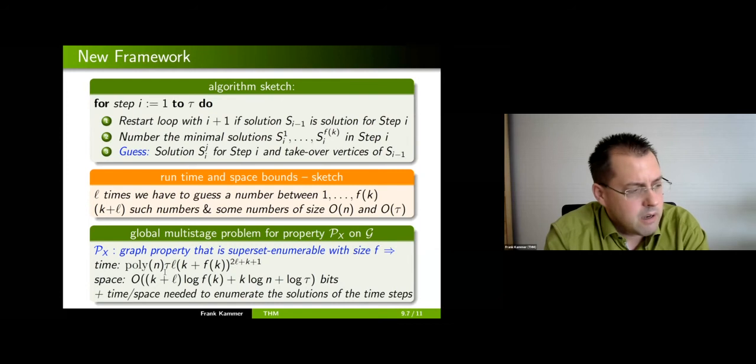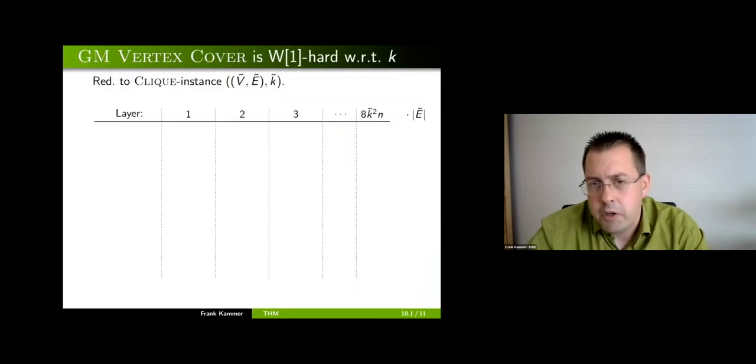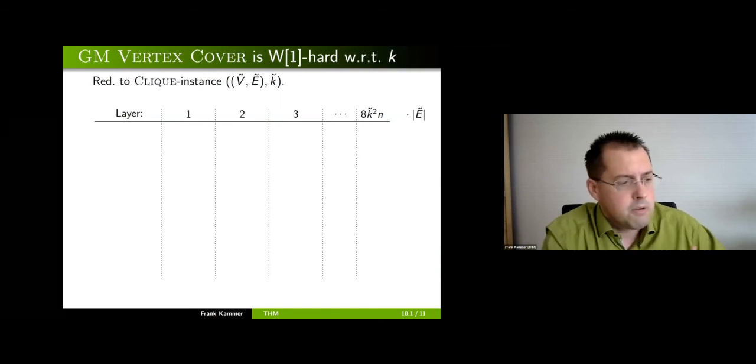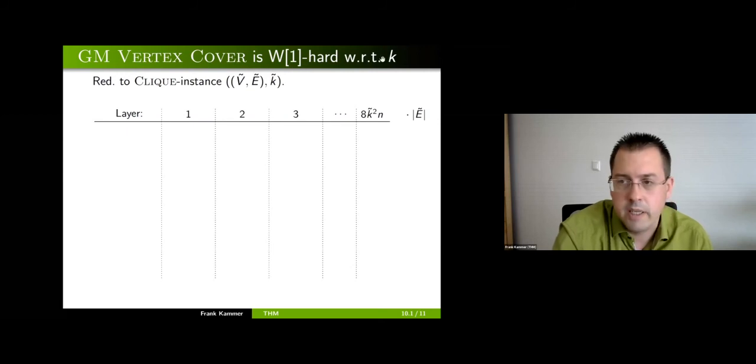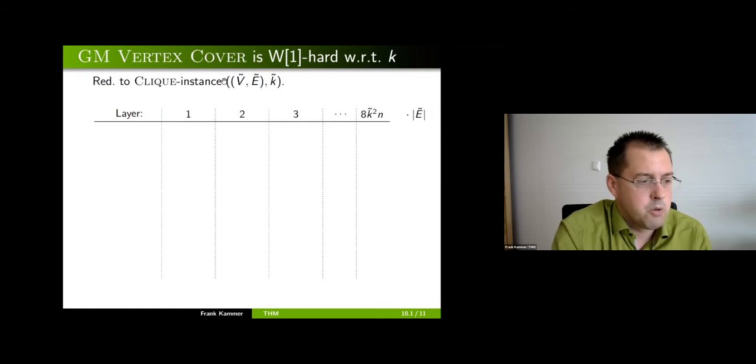And now I want to focus on the lower bound. Again, vertex cover is a running example for the reduction to show that vertex cover is W1-hard if the parameter is only k. We make a reduction to clique, which is also W-hard. So we are given a clique instance and we now construct an instance for the global multi-stage vertex cover. So we construct a temporal graph.